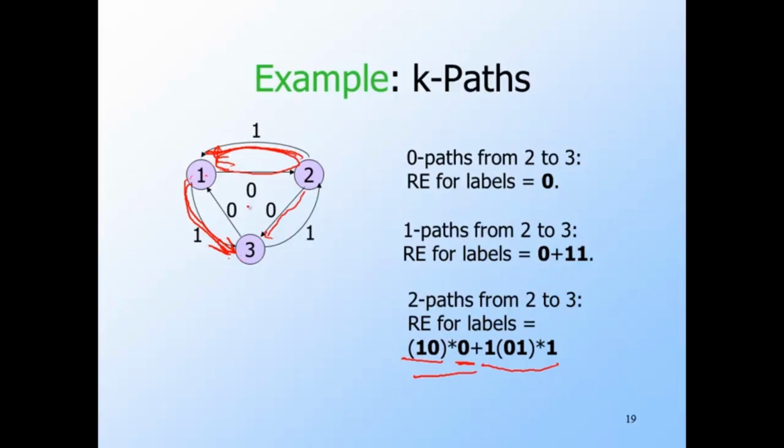The regular expression for the labels of all paths from state 2 to state 3 is the union of these two expressions that we have just described. The three paths from state 2 to state 3 also have a regular expression, but it is sufficiently complicated that we're going to save that example until we have seen the complete construction.